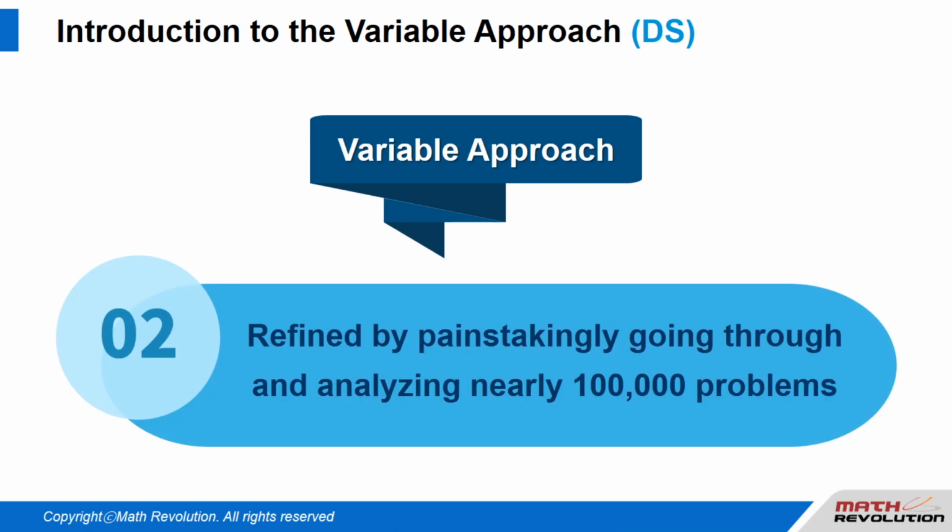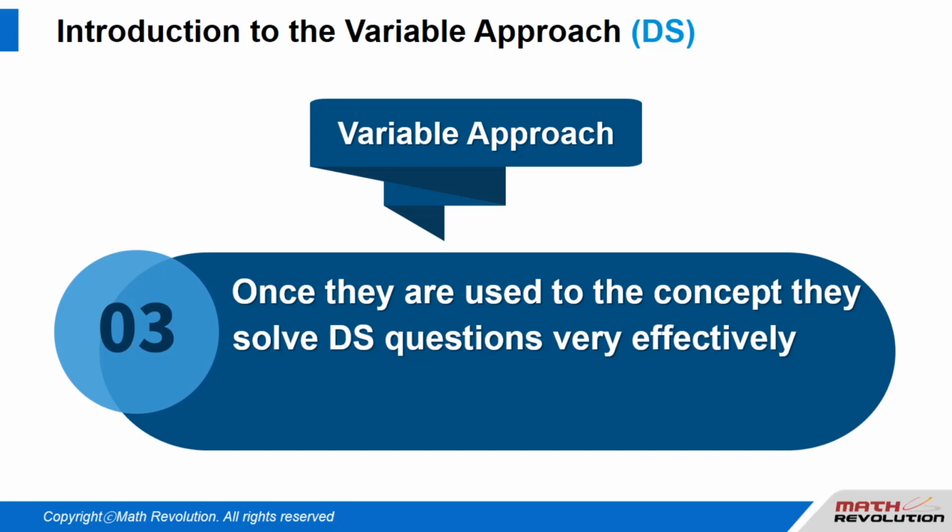2. I refined and polished the variable approach for decades by painstakingly going through and analyzing nearly 100,000 problems. So I am confident in saying that it is the most effective way to solve DS questions and will be the best tool for students to achieve the highest possible scores. I have put a great deal of time and effort into this approach, ensuring it is as efficient and effective as possible. 3. At first, students might find the variable approach very unusual and awkward.